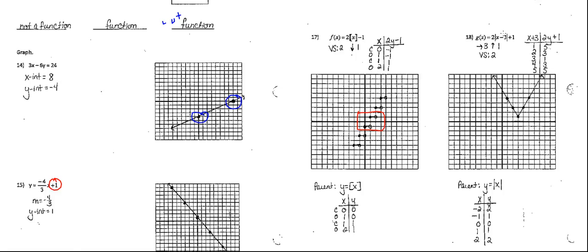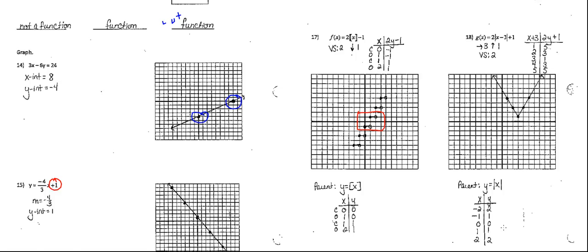So here we have absolute value. And to find the parents for the absolute value, just think about taking the absolute value of the x coordinates from -2 to 2. What's the absolute value of -2? 2. What's the absolute value of -1? 1. What's the absolute value of 0? 0. Absolute value of 1 is 1. Absolute value of 2 is 2.